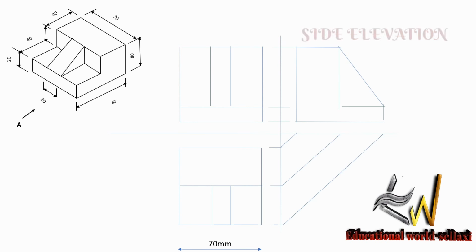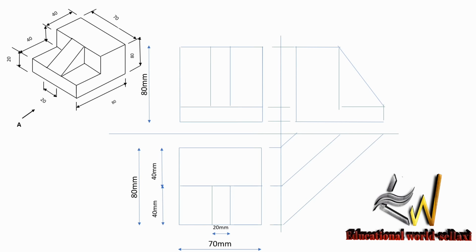Then we put our dimensions. This is 70 mm. The last one is 20 mm. Here is 40, and the other side is 40. And the total length is 80 mm. Then we go to the front elevation and our dimensions. The height is 80, and here is 20. So these are our dimensions for the drawing. It's very important: don't forget to dimension your work when you are done drawing.